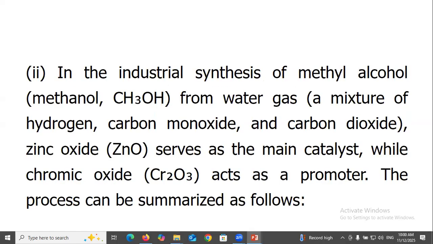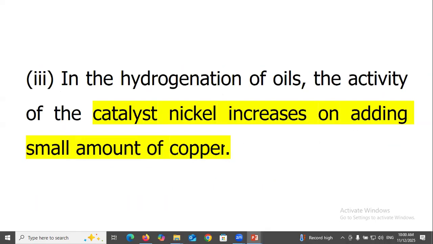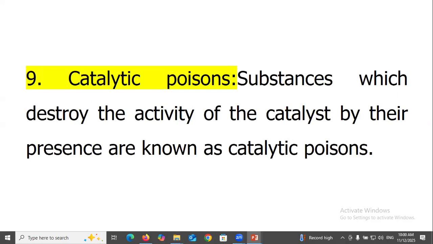In the industrial synthesis of methanol from the water gas mixture of hydrogen, carbon monoxide and carbon dioxide, zinc oxide serves as the main catalyst, while chromic oxide acts as the promoter. The process can be summarized as follows. In the hydrogenation of oils, the activity of the nickel catalyst increases on adding a small amount of copper. A reaction on hydrogenation of oils.